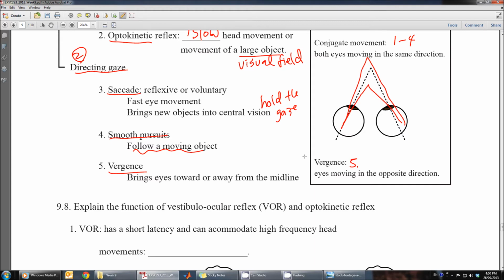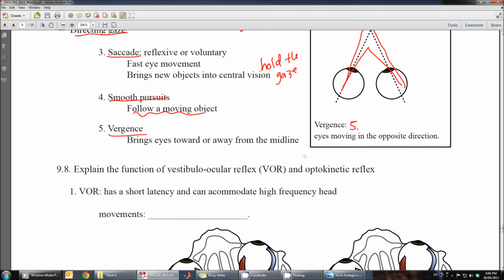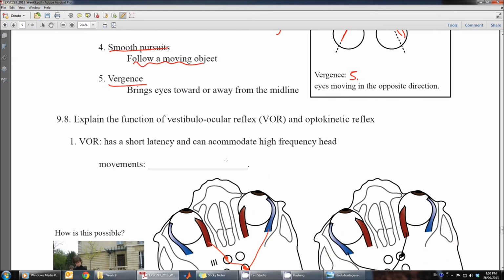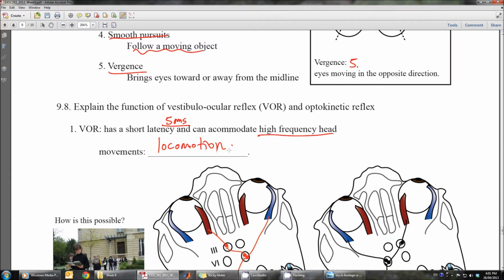So let's have a look at gaze stabilization, and the first one is the vestibuloocular reflex, VOR in short. This reflex has a short latency, about 5 milliseconds, which means it reacts really fast to perturbation and can accommodate high frequency head movements, such as the head movements derived from locomotion, especially in the heel strike. There are really high frequency components in the heel strike, and this VOR can compensate and stabilize the gaze.